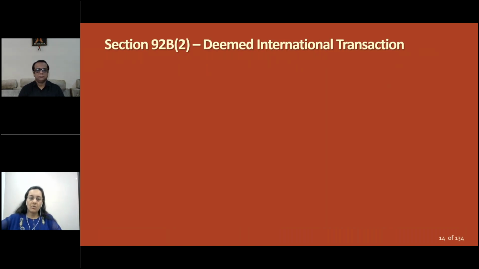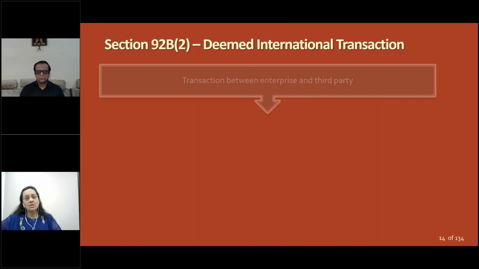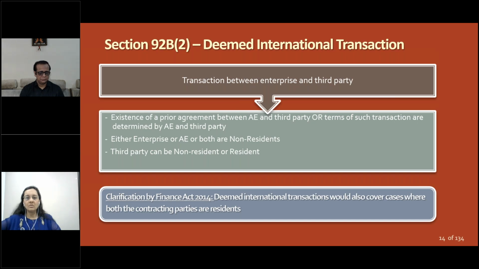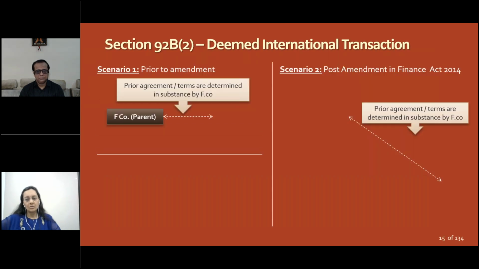Now 92B(1) told you what is the international transaction. The explanation gave you a detail of what those international transactions are. Now 92B(2) tells you what is a deemed international transaction. So a deemed international transaction is one in which one enterprise has the ability to influence a third party with whom the other associate enterprise is having a transaction. This first was only from the scope of outside India. Now the scope has been increased to even include contracting parties resident in India. This is more easily explained through this chart.